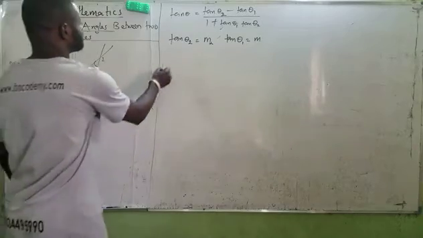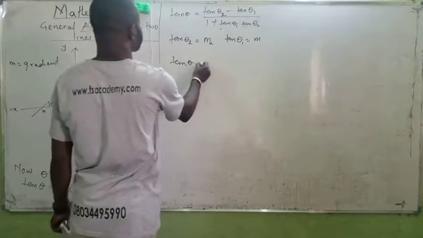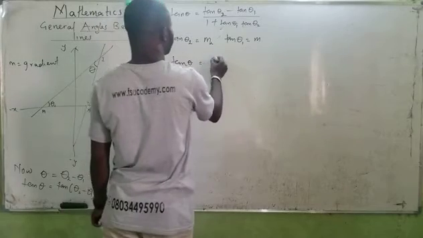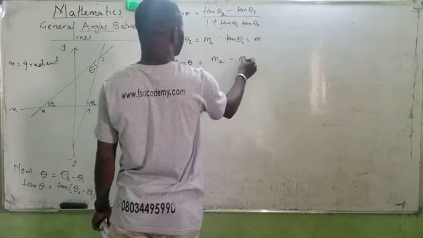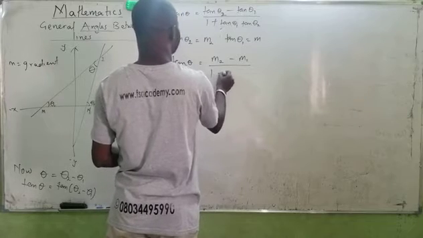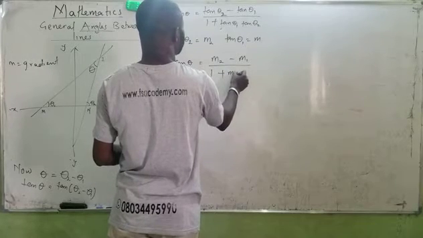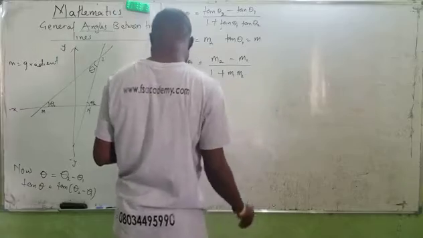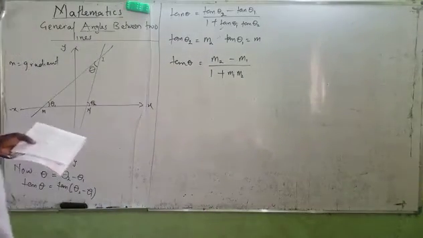Now, since I have that, I can say that my tan theta will be equal to M2 minus M1 divided by 1 plus M1 M2. Take note of that: M1 M2.